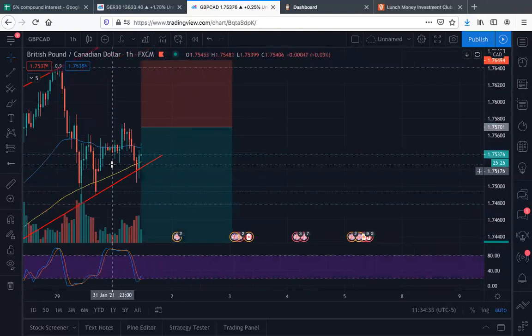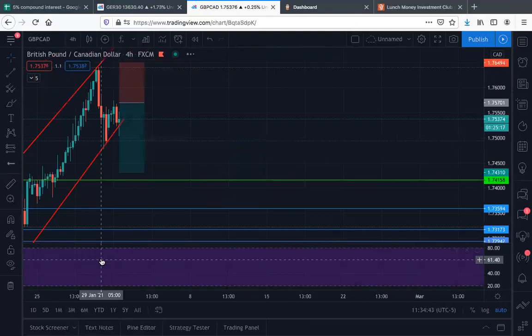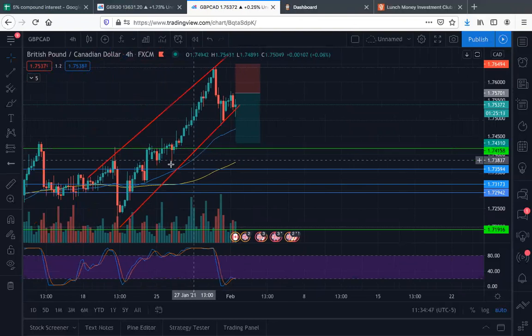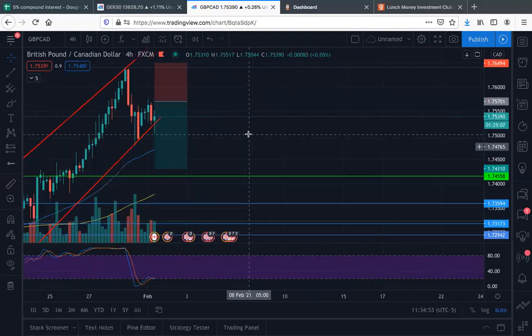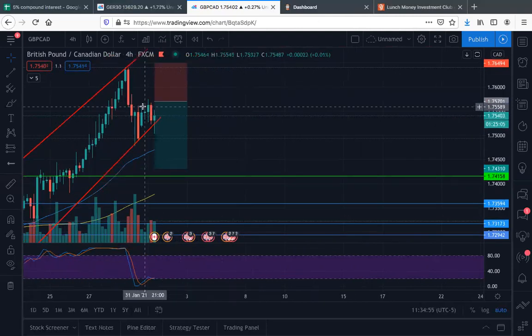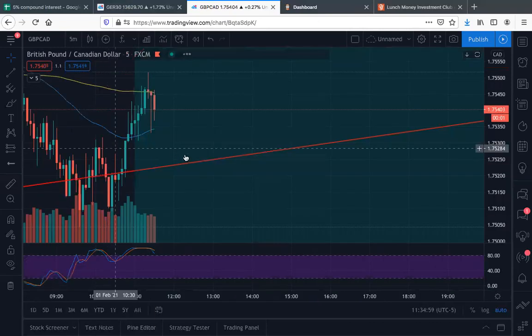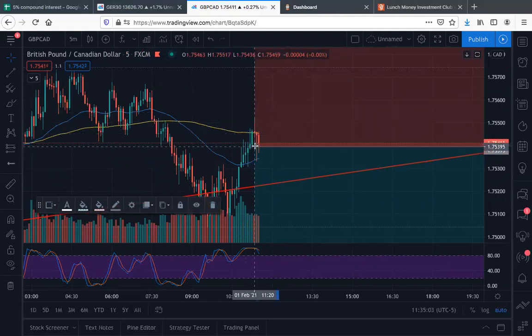On the 1 hour, though, we do have an engulfing candlestick. But on the 4 hour, we have an engulfing bearish candlestick. So that one could be a good area to actually put your stop loss under. After looking at it, this could actually be the actual play.